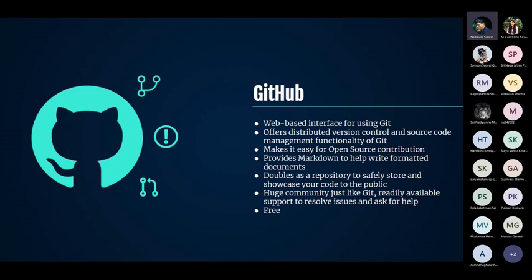To make it neater and a bit more understandable, GitHub provides something known as Markdown, which you can think of as a language. We'll look at this again, but it offers a wide variety of formatting like bold, italics, underlining, making lists, making tables, including links and other things. So you can write very neat and readable documentation of whatever changes you made. It also doubles as a repository to safely store and showcase your code to the public.